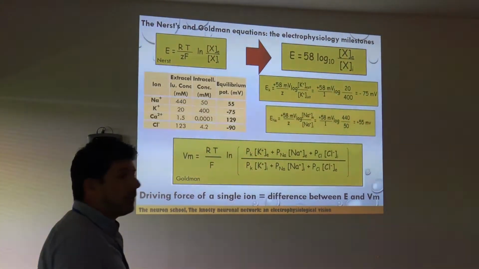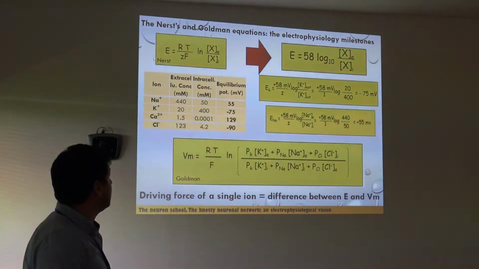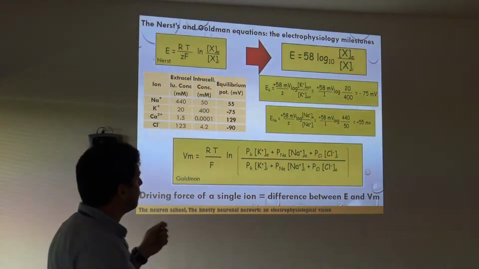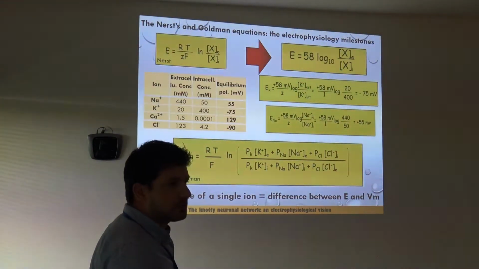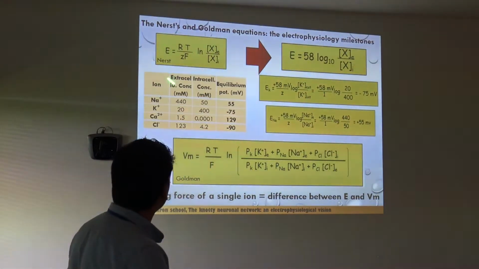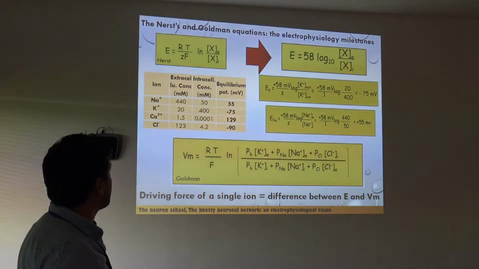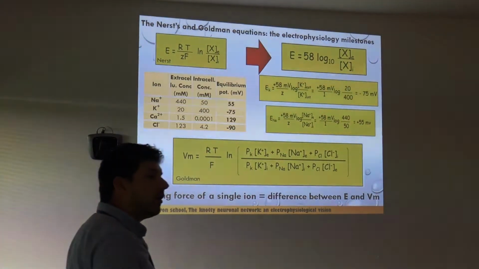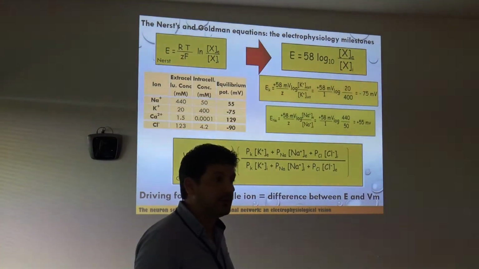I think that Paolo can give you more information about these two laws, but I just want to say a few words about them. They are considered the milestones for electrophysiology. The first one is the Nernst law, which allows you to calculate the equilibrium potential, or the reversal potential, for every single ion in the membrane.